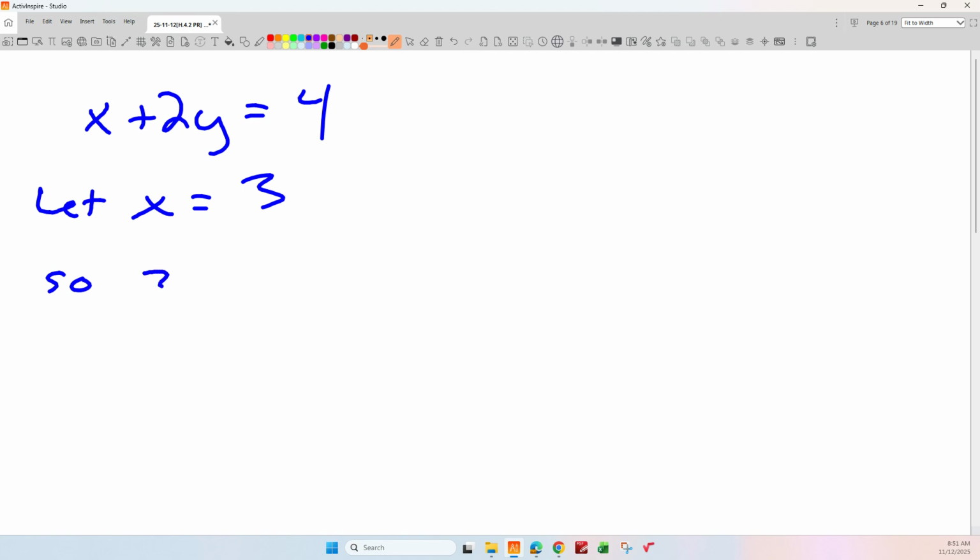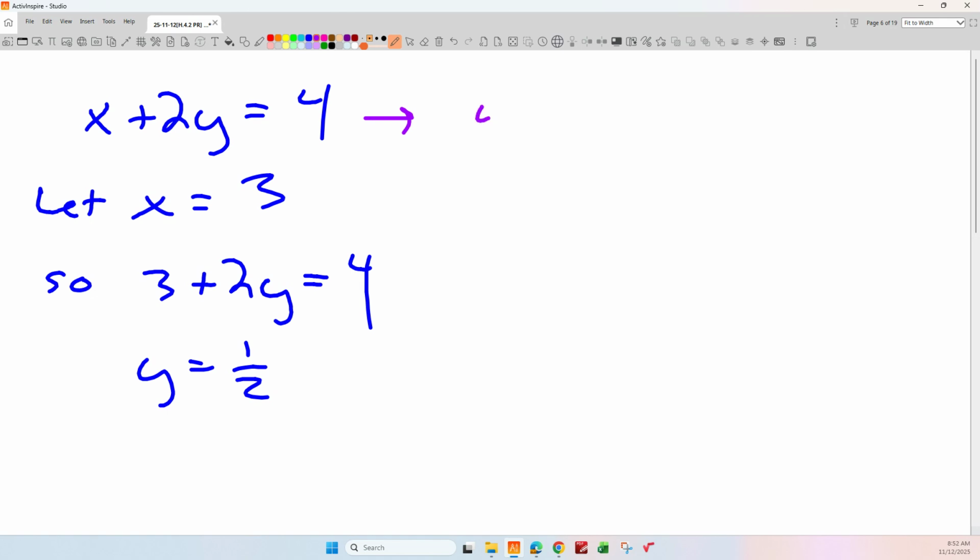Well, we just get 3 plus 2y equals 4, right? And what's y? Well, if I solve for y there, what am I going to get? 1/2. 1/2, right? Everybody get that? So 2y plus 3 equals 4. If I subtract the 3, I get a 1 on that side. Yeah, y equals 1/2, right?